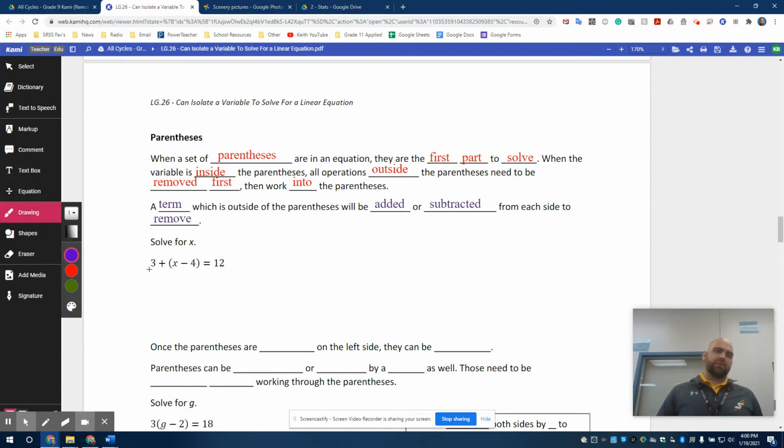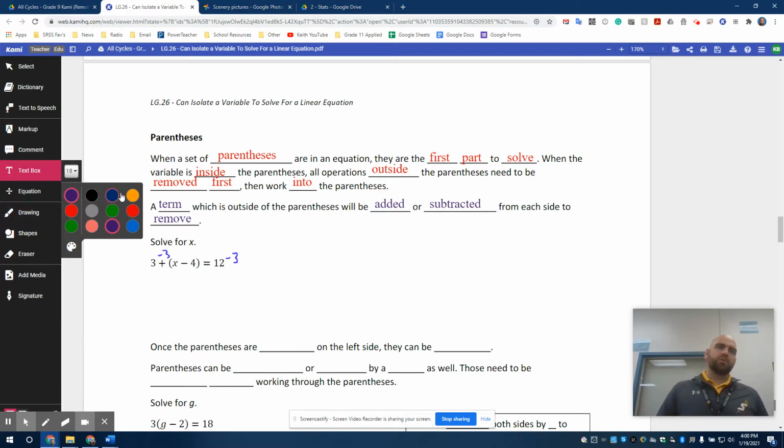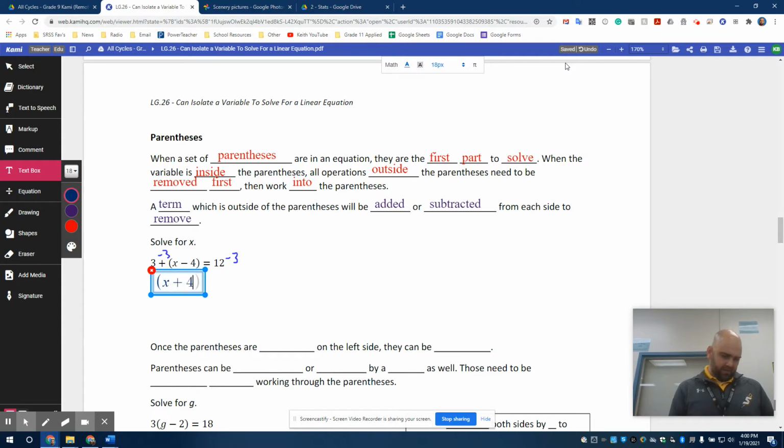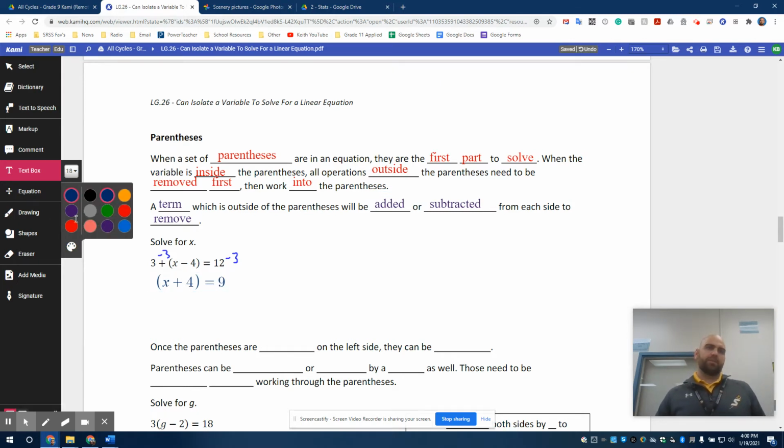You'll notice here that we have this 3 on the outside. The first thing that we're going to do to get rid of it is subtract 3 from both sides. When we do that, we're removing that 3, and all we're going to be left with is the parentheses. So we have x plus 4 is equal to 9.